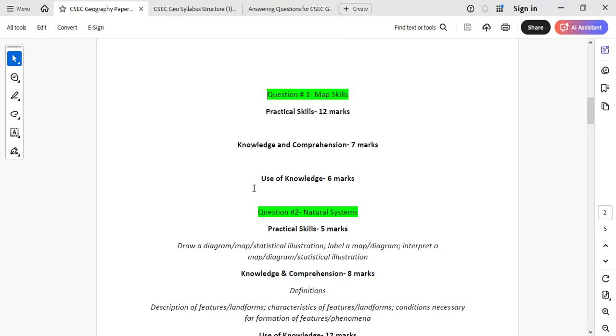For knowledge and comprehension, they will ask you specific points about the map, where they may ask you to describe drainage, or describe the settlement patterns, or describe the road networks, or describe the relief, or identify services provided, or functions of areas, or identify crops grown, or types of vegetation. Those are all knowledge and comprehension.